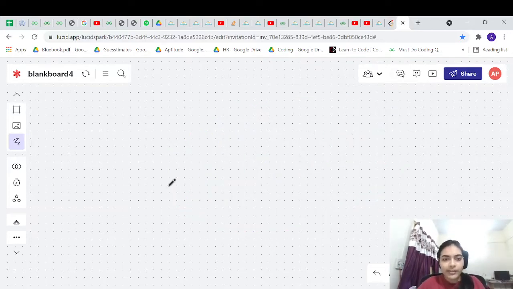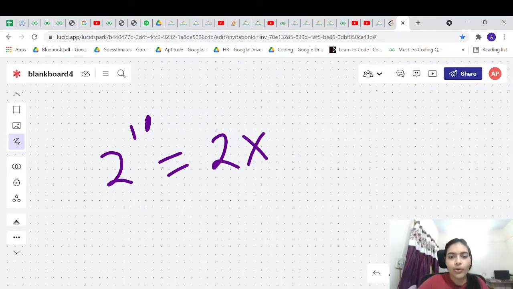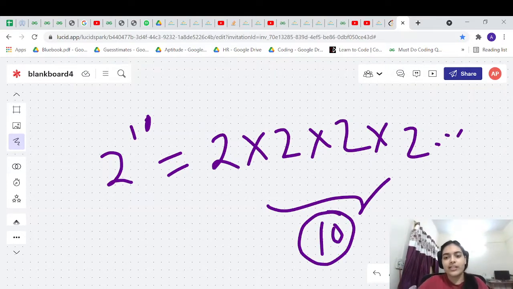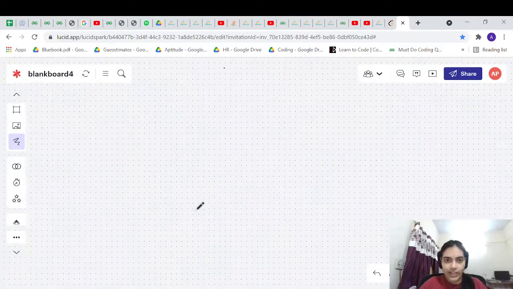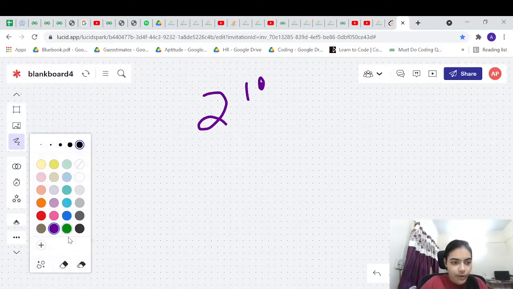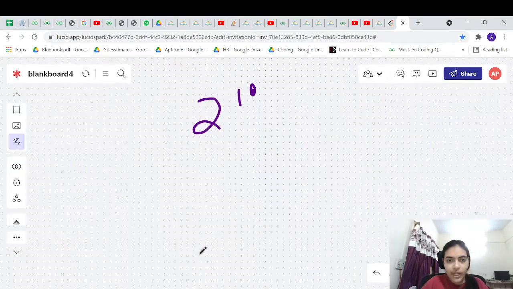So to find it, you can do one thing: multiply 2 ten times, and you will get your answer. But there is a very beautiful algorithm to find 2 power 10. And how do you do that?